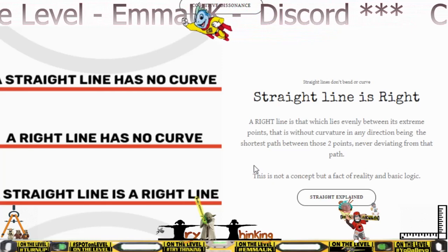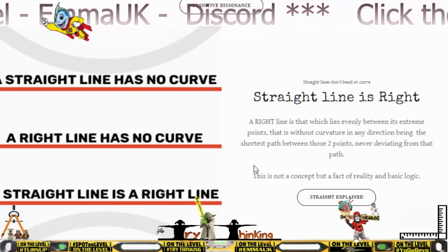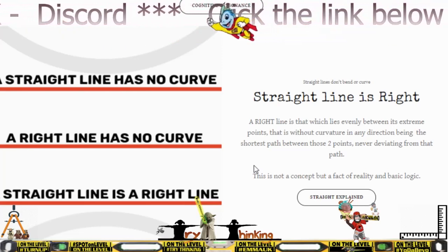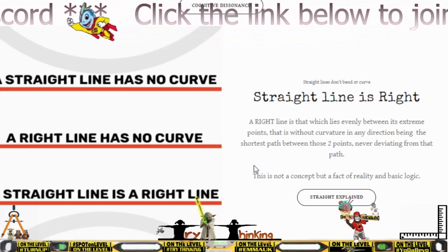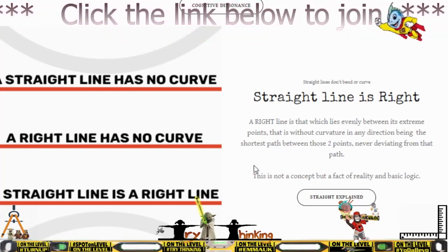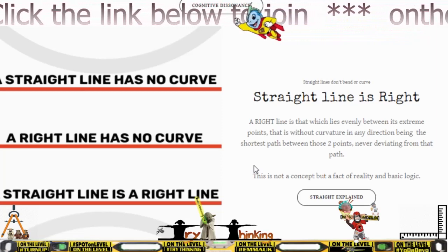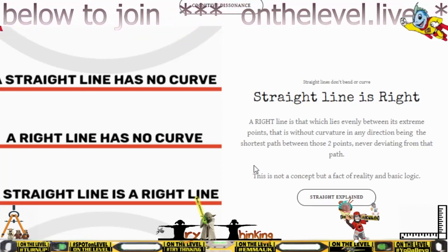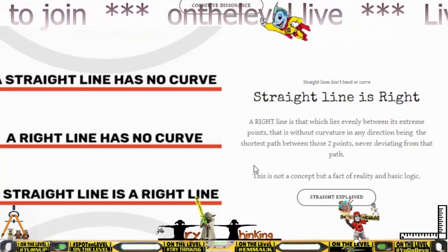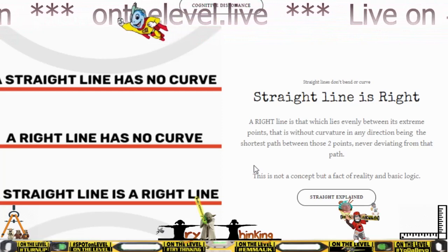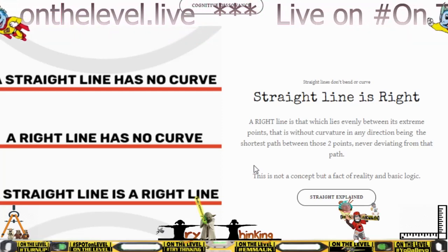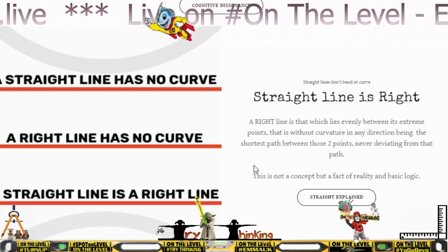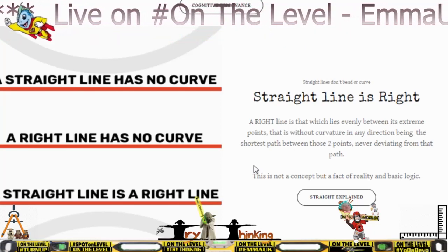A straight line. Are we of the understanding that when we use the term straight line, we mean a right line, which lies evenly between its extreme points, that is, without curvature in any direction, being the shortest path between those two points, never deviating from that path? Right? Yeah. And also, let me finish. This is not a concept, but a fact of reality and basic logic.